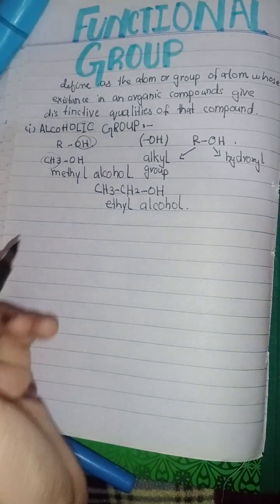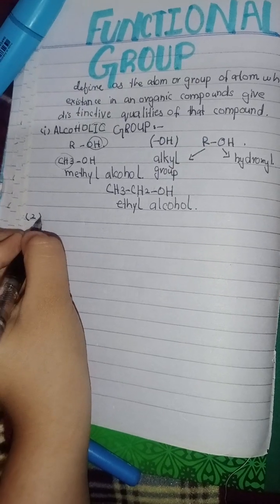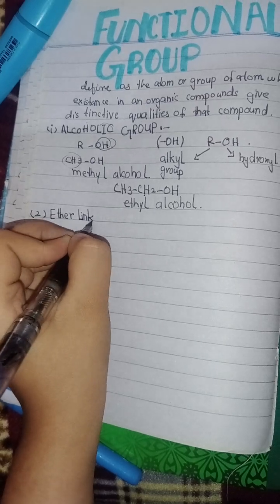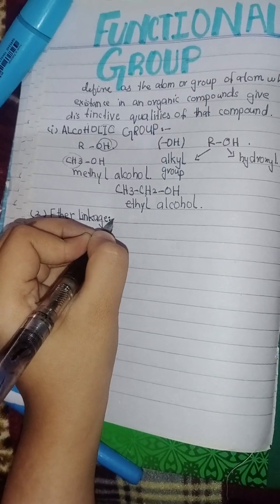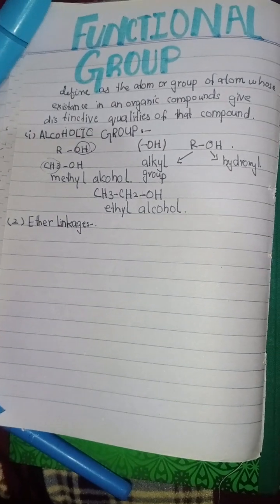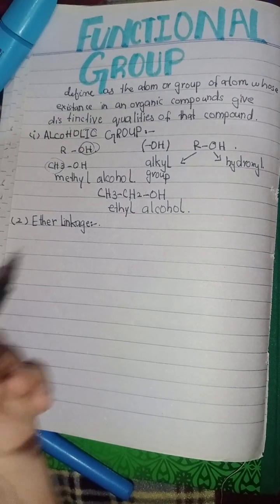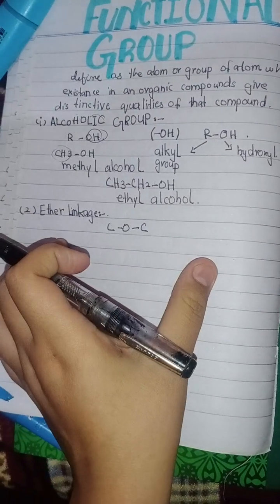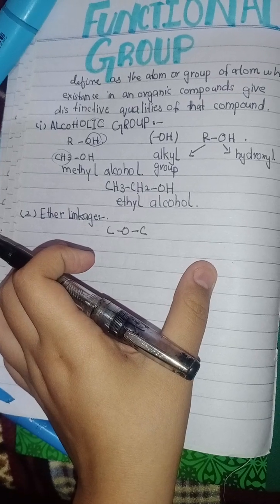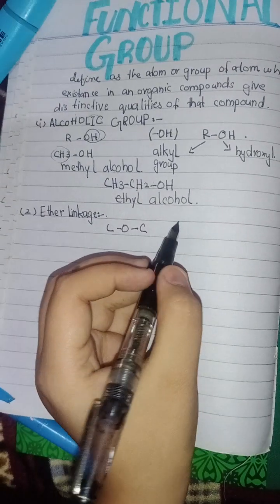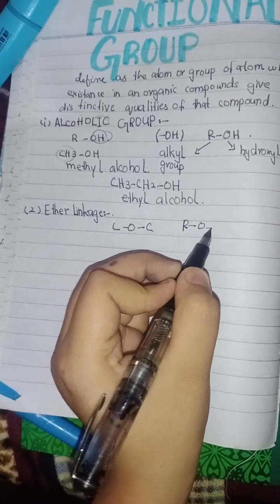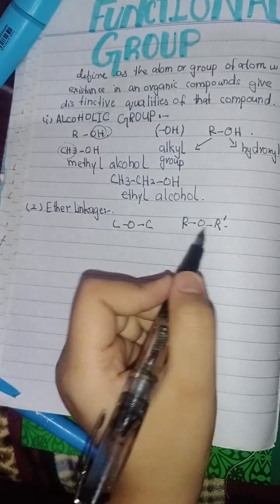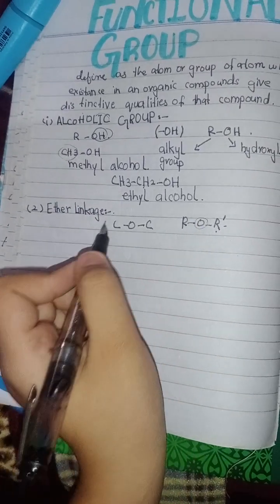Now moving towards another, that is ether. Ether linkage. Here you can see the functional group of ether is basically this. This is the functional group of ether, and the general formula of ether is R-O-R'. Both R and R' are alkyl groups, and O is the ether linkage.